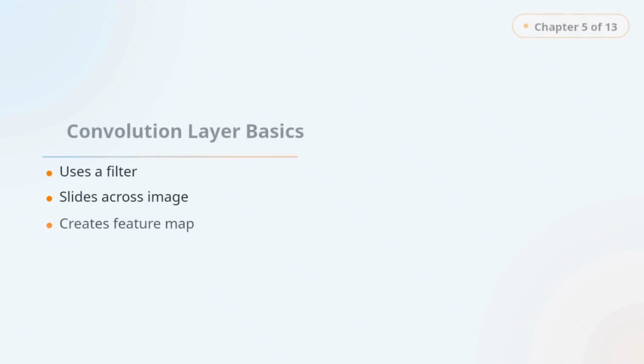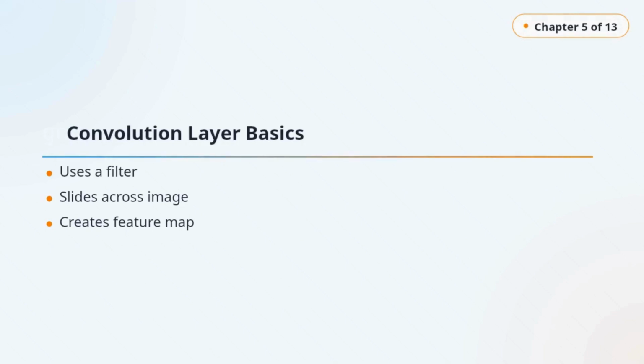The convolutional layer is the heart of a CNN. It takes the input image and applies a small filter, also called a kernel, over it. At each position, it computes a dot product between the filter values and the image pixels. As this filter slides across the image, it produces an output called a feature map, which highlights useful patterns.